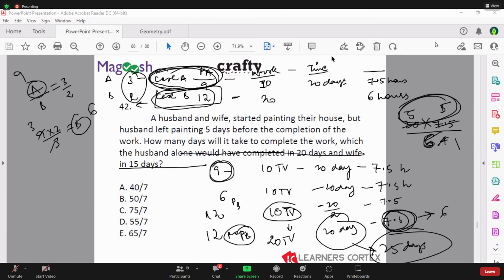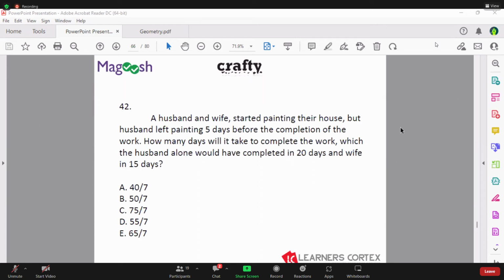Next question. A husband and a wife start painting their house. The husband left the painting 5 days before the completion of the work. How many days will it take to complete the work, which the husband alone would have completed in 20 days and the wife in 15 days? Anyone who has done this question? Yes, Pratisha. Answer is A.